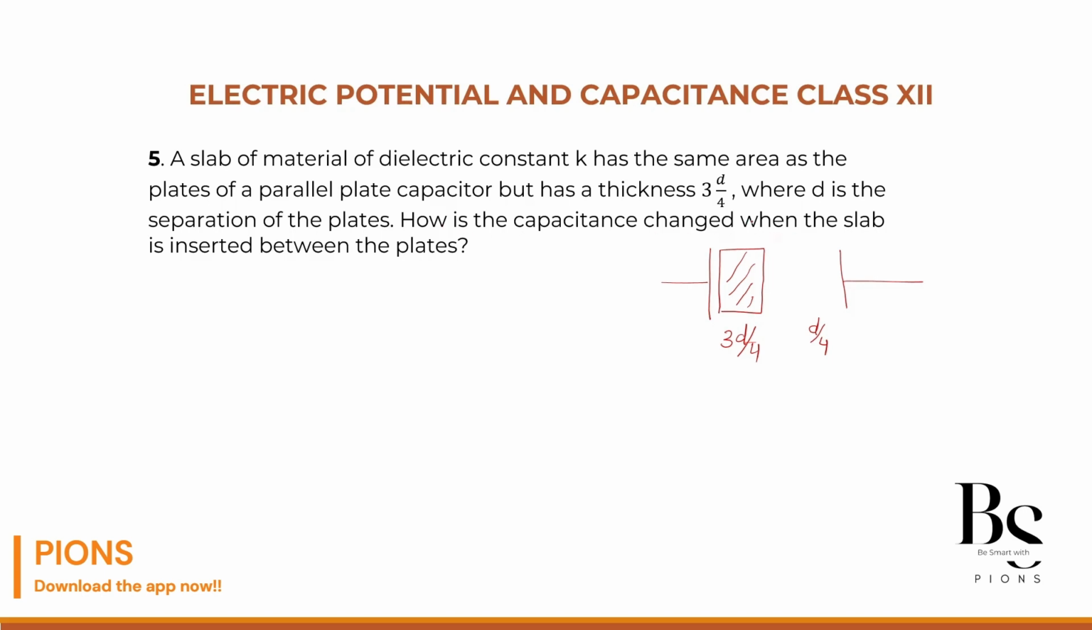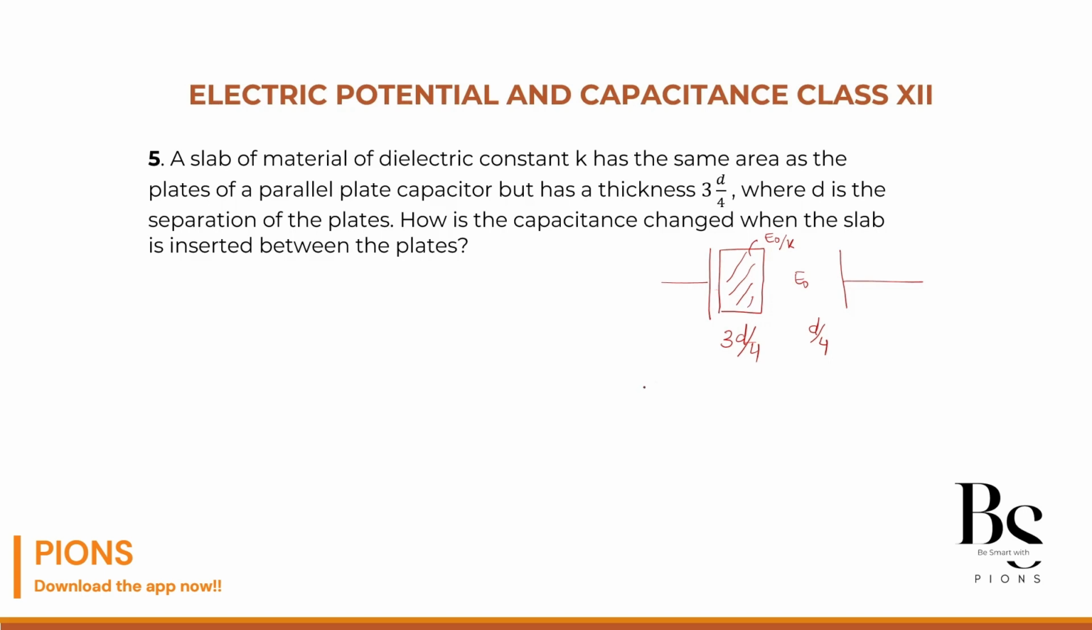How is the capacitance changed when the slab is inserted here? So if this is 3D by 4 and this is D by 4, in place where you have placed this dielectric slab, there will be a change in electric field. Once again, I am repeating this. So the electric field changes to E naught by K, where K is the dielectric constant. And here the electric field still remains E naught.